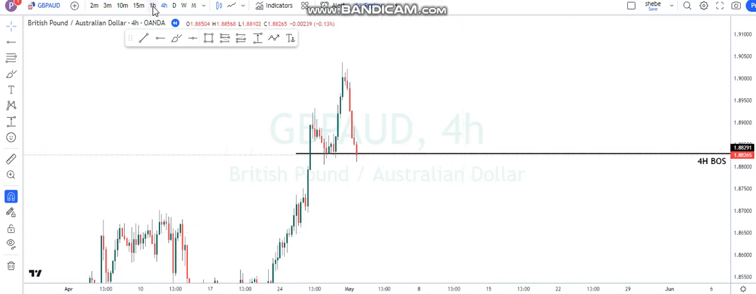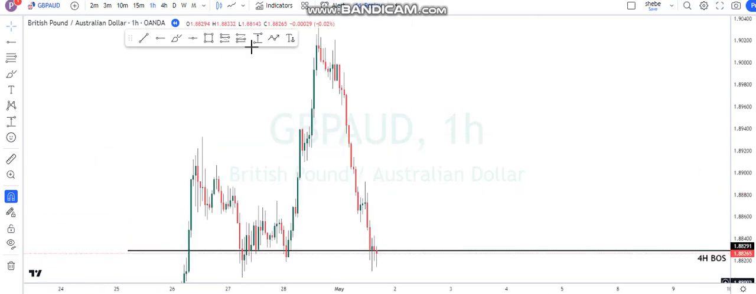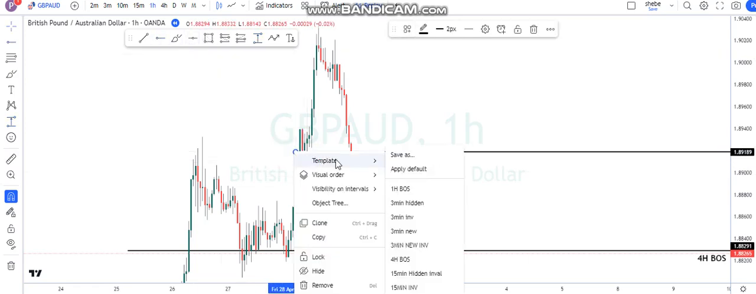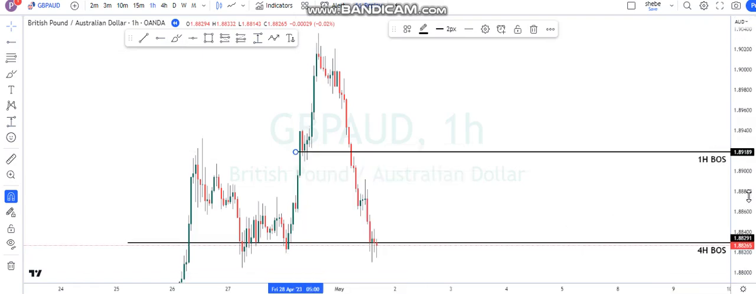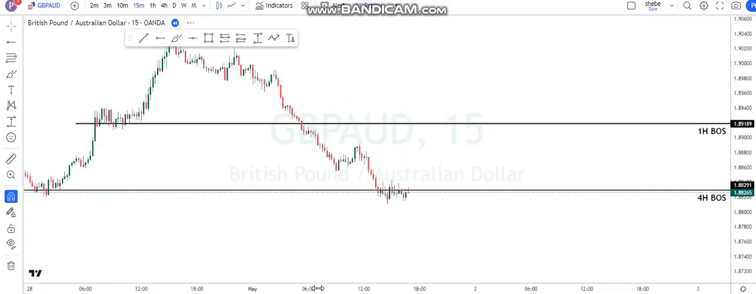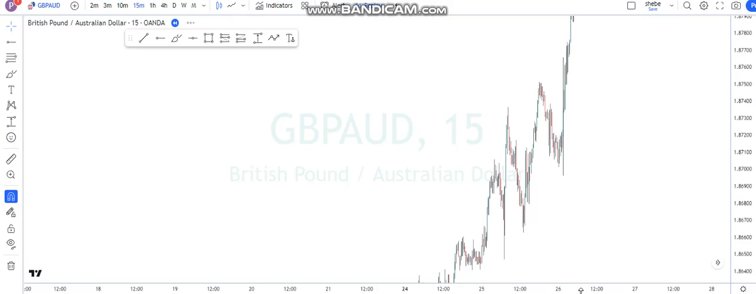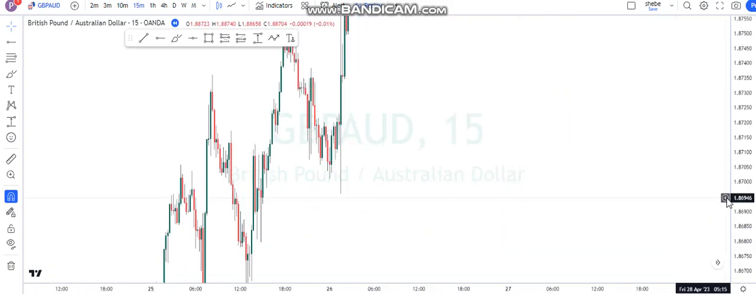After then we go to the 1 hour time frame. If you come to the hour time frame you find this was our 1 hour breakout structure around here, and if you measure it, it is more than a pip, confirming that we are still going up. That was not enough. As I usually say, after the 4-hour breakout structure and 1 hour breakout structure, we go to the 15 minutes time frame and find the 15 minutes invalidation point, or 15 minutes new invalidation point, or 15 minutes hidden invalidation point.